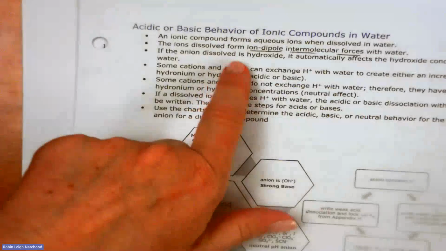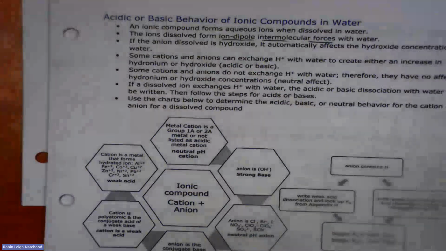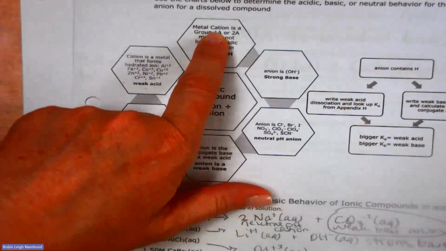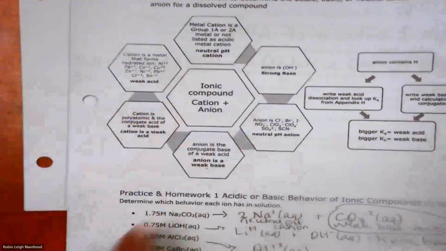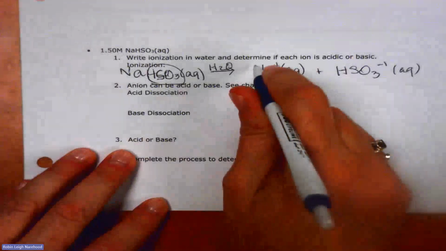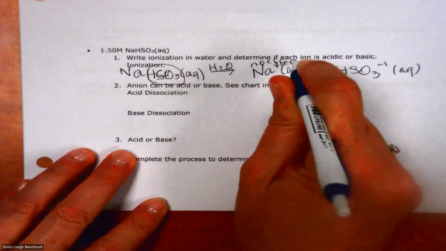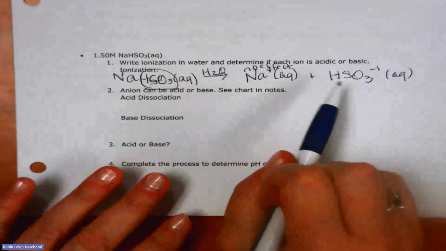So then you look at each ion to decide if it does something to create hydronium or hydroxide. So our positive ion is sodium. It is a group 1A metal cation. It does not affect the pH. And so we don't need to worry about the sodium. So this would be no effect on the pH.